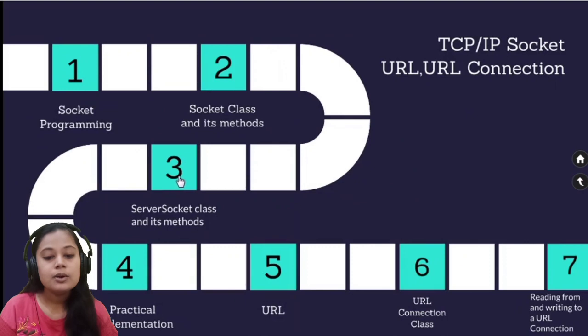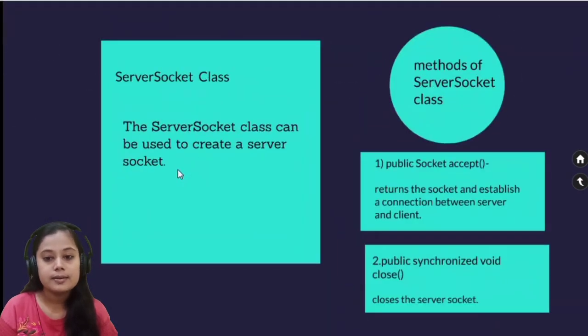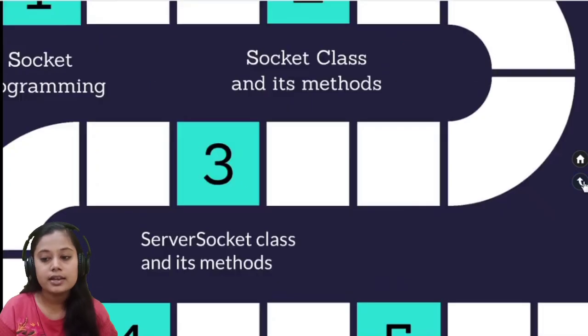Now, let us see what is the ServerSocket class and what are the methods of the ServerSocket class. The ServerSocket class can be used to create a server socket. The methods of the ServerSocket class are first, public Socket accept method and public synchronized void close method. Public Socket accept method returns the socket and establishes a connection between the server and the client. The public synchronized void close method closes the server socket.